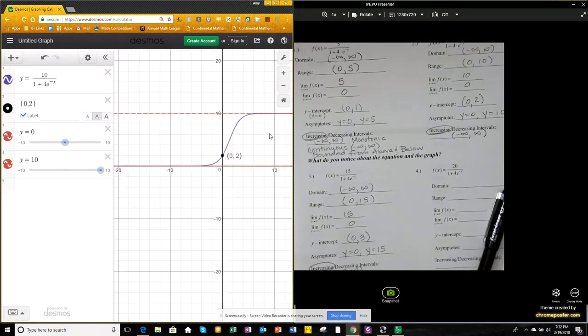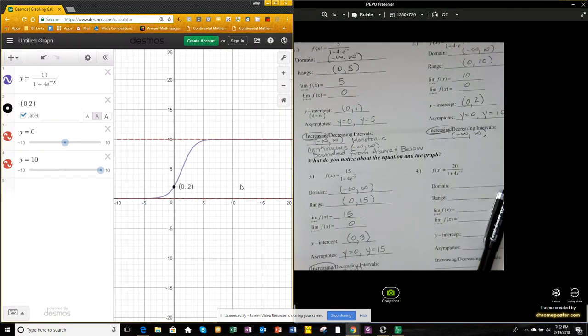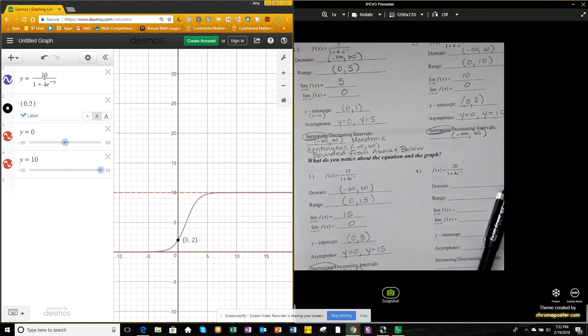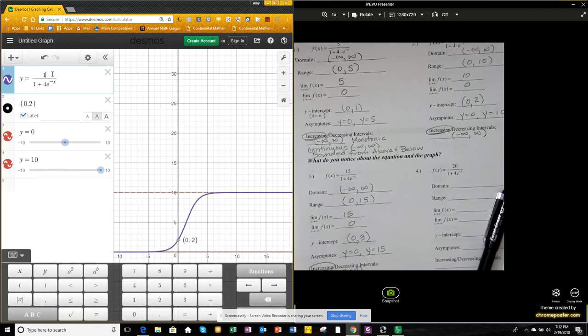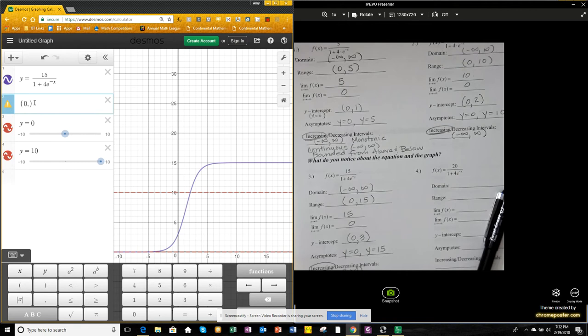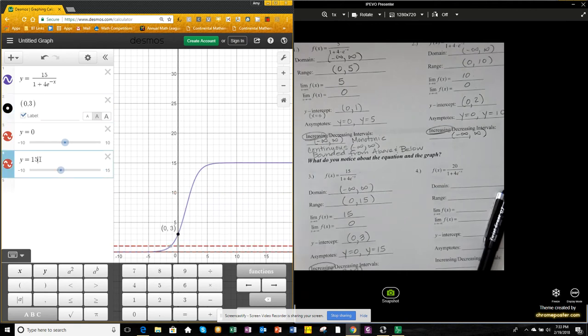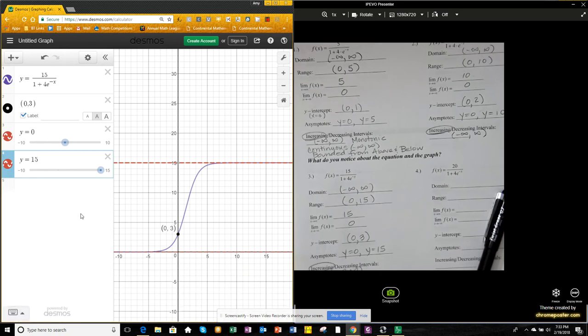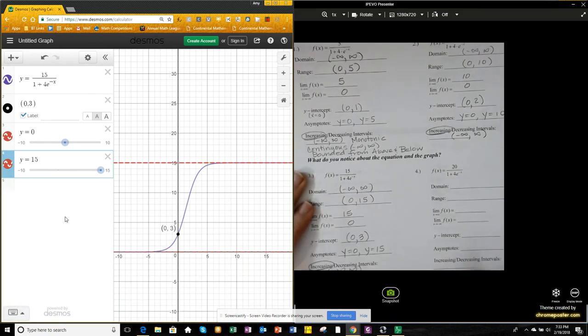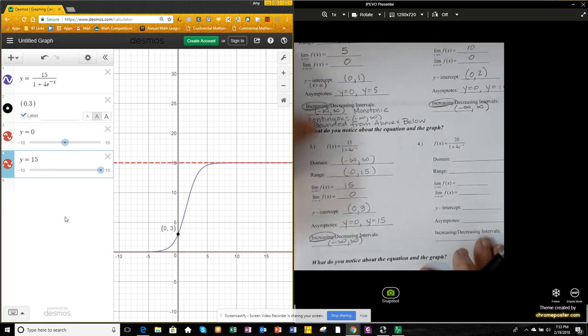I'm going to zoom in on our graph here a little bit so we can see. The only thing we're going to change is the numerator. We're going to make that 15. And I'm going to change my y-intercept to 0, 3, which we predicted. And the upper asymptote, we're going to make 15. Well, there you go. And sure enough, we did predict it.